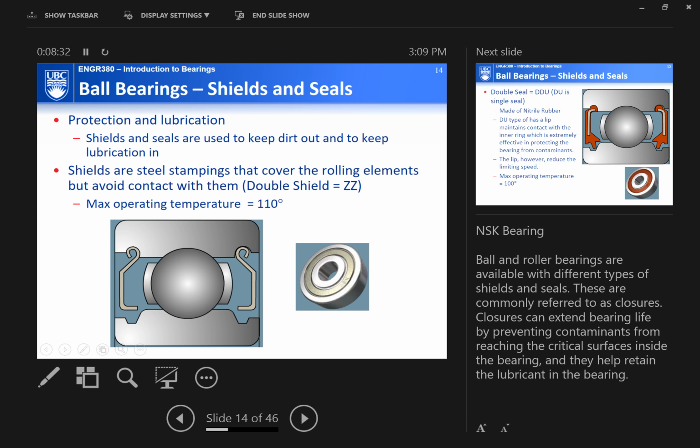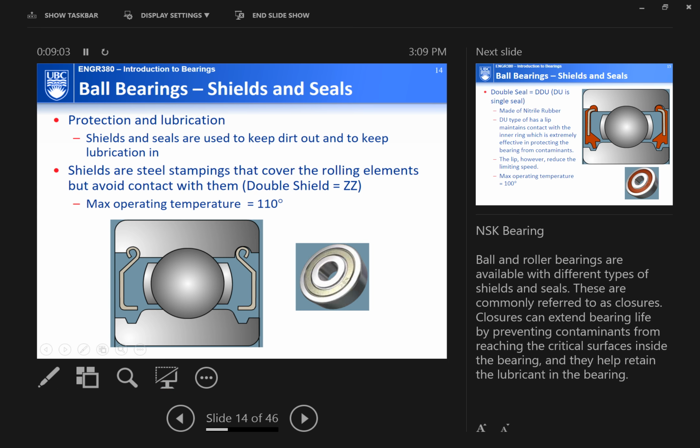Outside the bearing, you will sometimes specify in the catalog what type of shield or seal you need for the bearing. Shields are typically steel stampings that cover the rolling elements. So you're basically trying to avoid contact with outside obstacles or foreign objects, right? Yeah, to keep the dirt out.